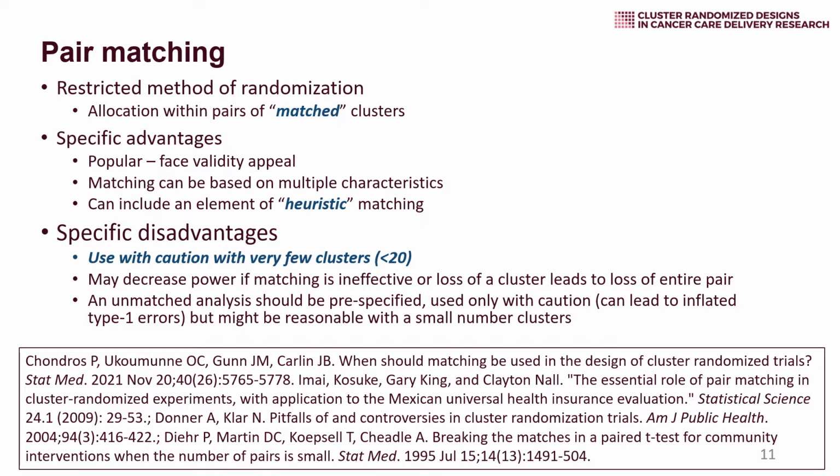If one cluster drops out of the trial, that leads to the loss of an entire pair, which can have power implications. We can carry out what's called an unmatched analysis. So that means at the time of the analysis, we ignore that there was any matching in the design. That type of approach should only be used with caution. It might be reasonable if there are only a small number of clusters, but it can lead to inflated type 1 errors.